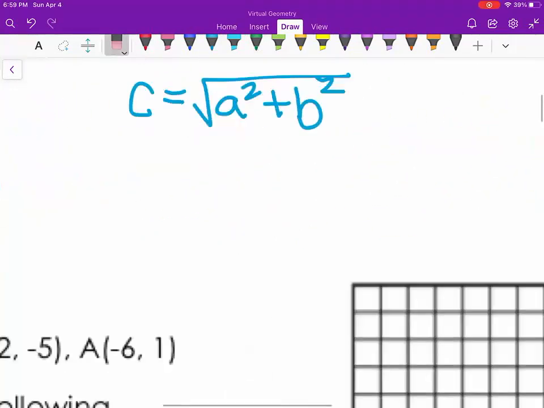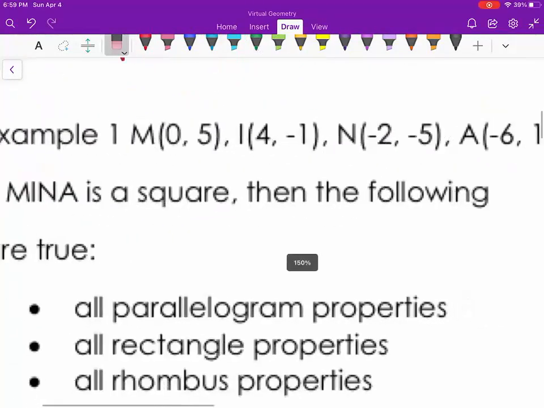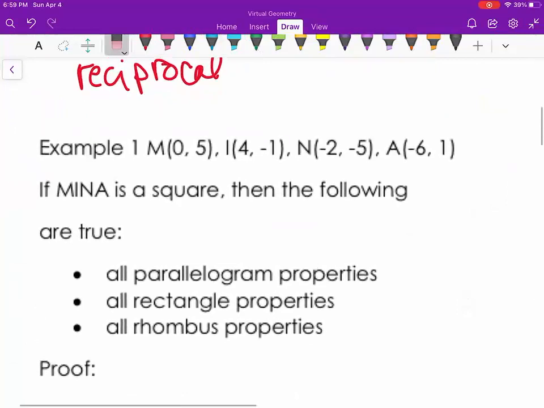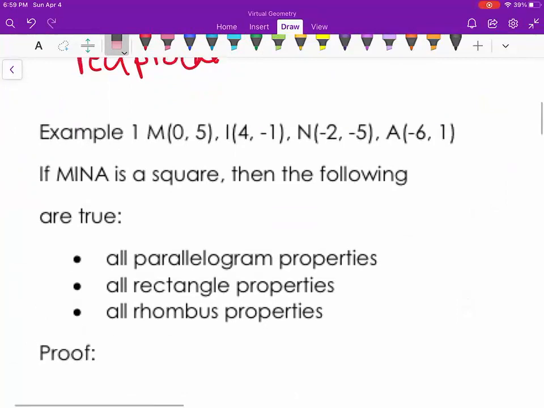So example 1, we have these 4 points for M, I, N, and A, and we want to say if it's a square, if this figure is supposed to be a square, then the following properties are going to be true. So we're going to prove that this shape is a square. Now, since it's got all of the properties of our figures there, we have to prove every property. So we'll start with the parallelogram and prove that one.